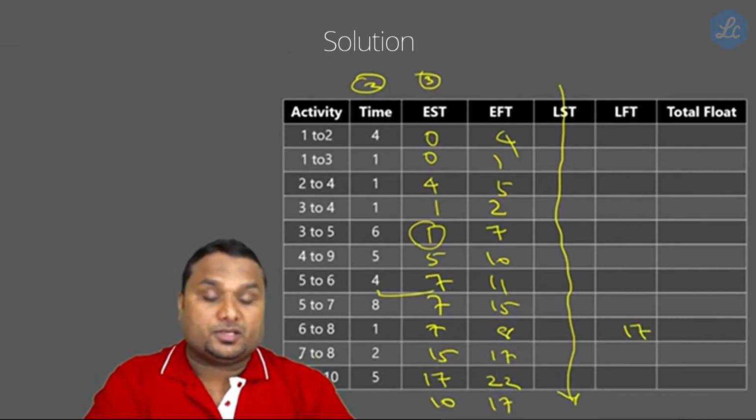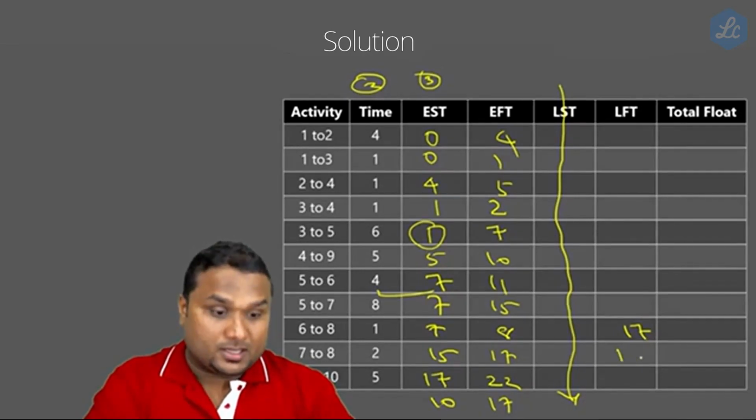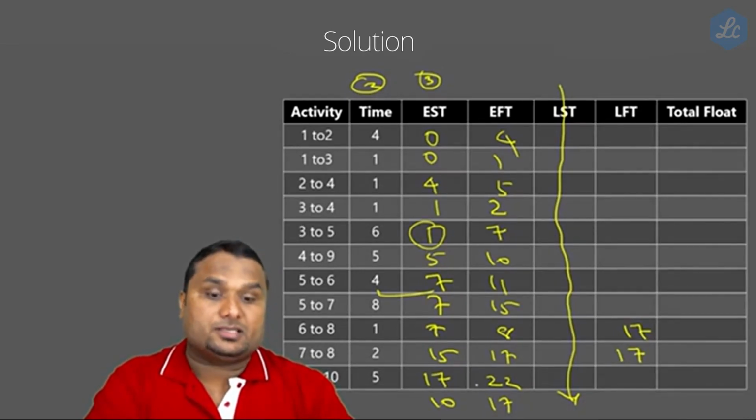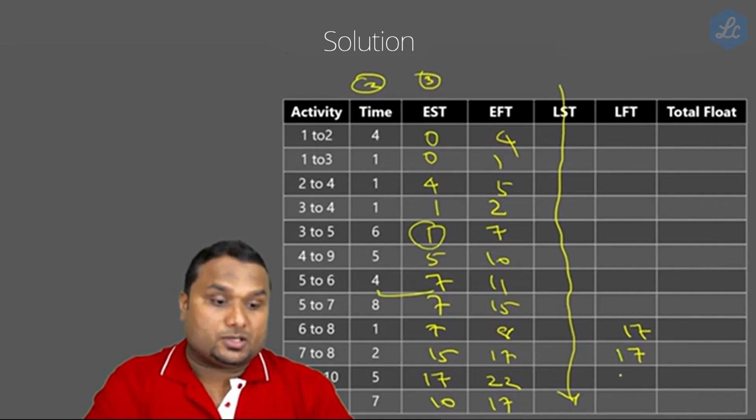Now I'm going to finish 7 to 8. 7 to 8 is also the right hand side of 8, which is 17. Now 8 to 10. Right side of 10 is 22.